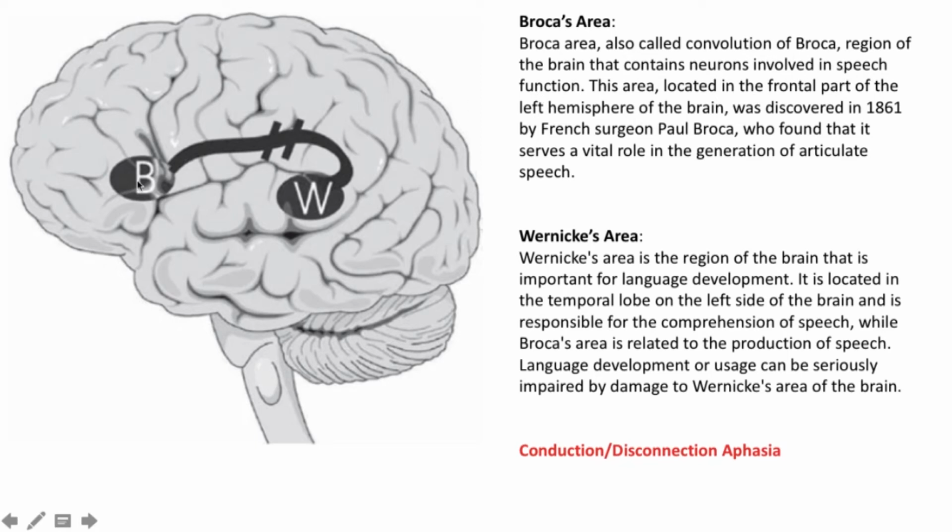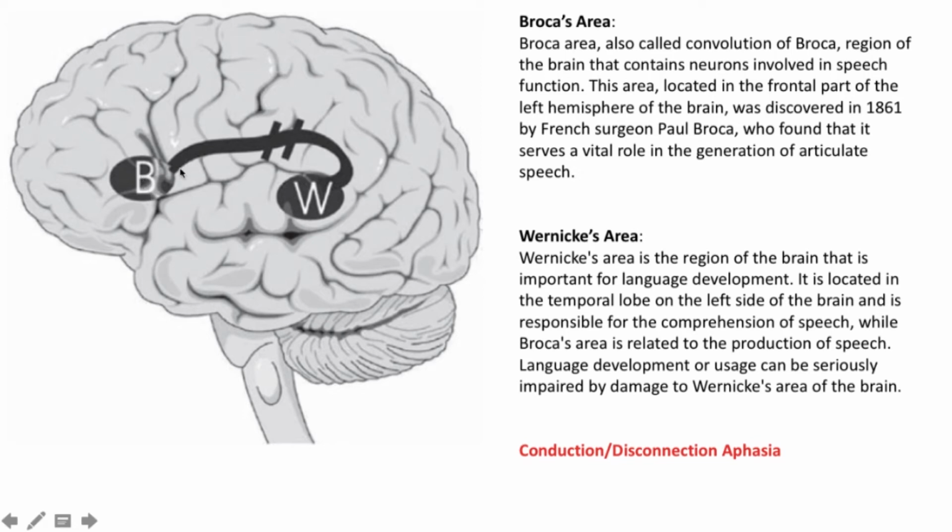This area is located, as you can see, in the frontal lobe part of the left hemisphere of the brain, and it was discovered in 1861 by a French surgeon named Paul Broca, who found that it serves a vital role in the generation of articulate speech. So the Broca area is needed in terms of speech generation.